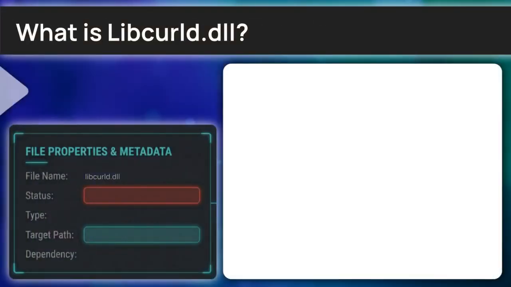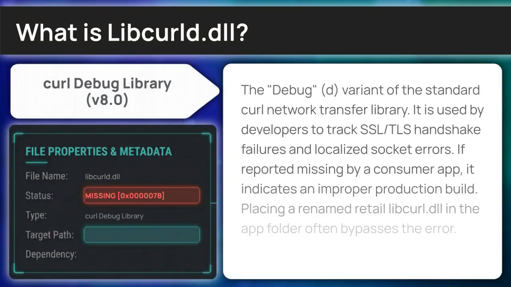This is the Libcurl Debug Library, the Debug variant of the standard Curl Network Transfer Library. It is used by developers to track SSL and TLS handshake failures and localized socket errors. If reported missing by a consumer app, it indicates an improper production build. Placing a renamed retail libcurl.dll in the app folder often bypasses the error.